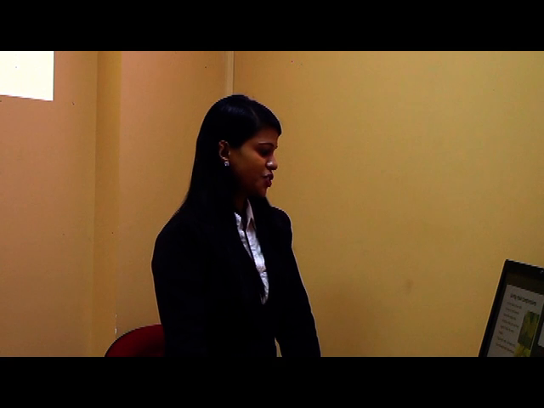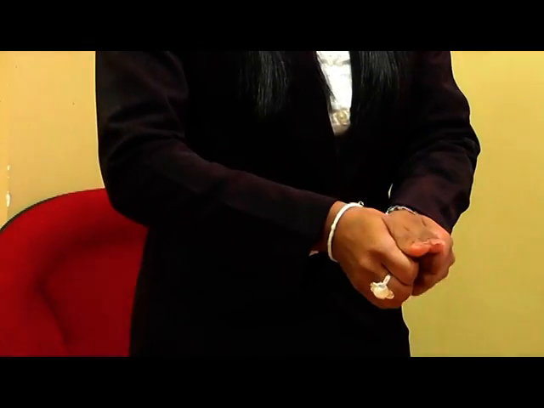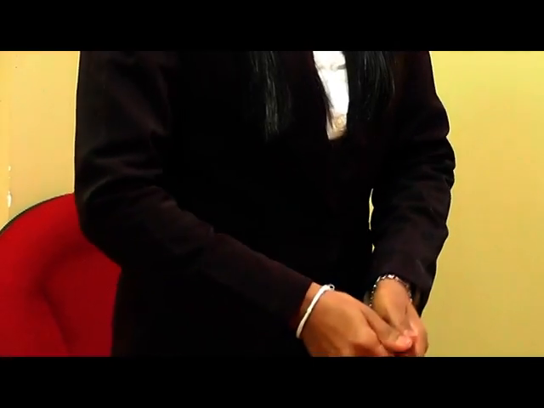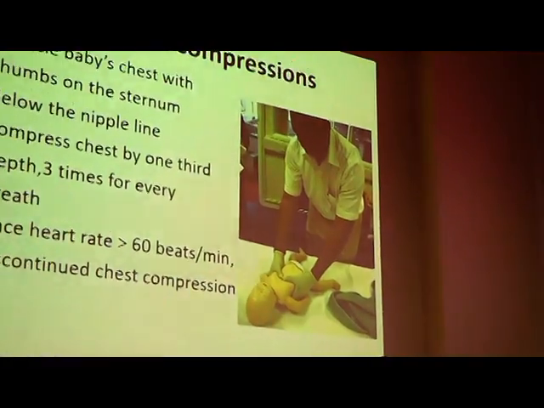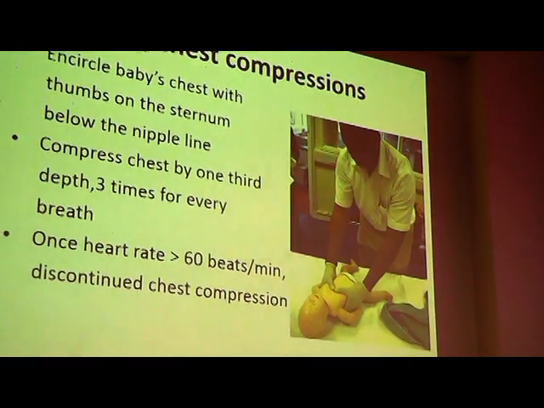When giving chest compression, encircle the baby's chest with your thumbs on the sternum, just below the nipple line, like this. Then compress the chest by one third of its depth, 3 compressions for every breath. And then reassess the baby again.